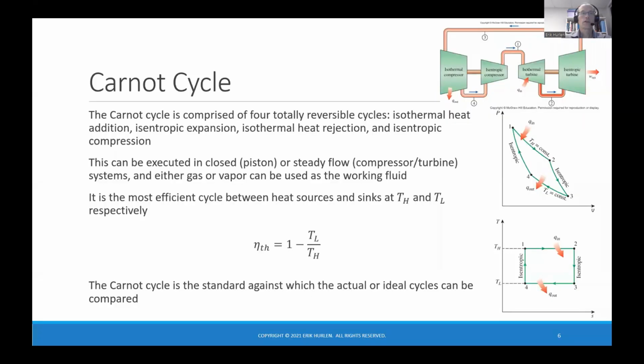The simplest power cycle is called the Carnot cycle. It is comprised of 4 totally reversible processes. The first is isothermal heat addition from 1 to 2 on these diagrams over here. The second is an isentropic expansion. The third is an isothermal heat rejection. And the fourth is an isentropic compression. Note that every process here is either isothermal or isentropic. So on a T-S diagram, every line is either horizontal or vertical, as seen here.